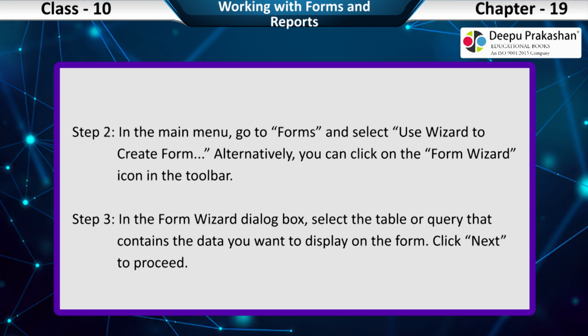Step 2. In the main menu, go to Forms and select Use Wizard to create form. Alternatively, you can click on the Form Wizard icon in the toolbar. Step 3. In the Form Wizard dialog box, select the table or query that contains the data you want to display on the form. Click Next to proceed.